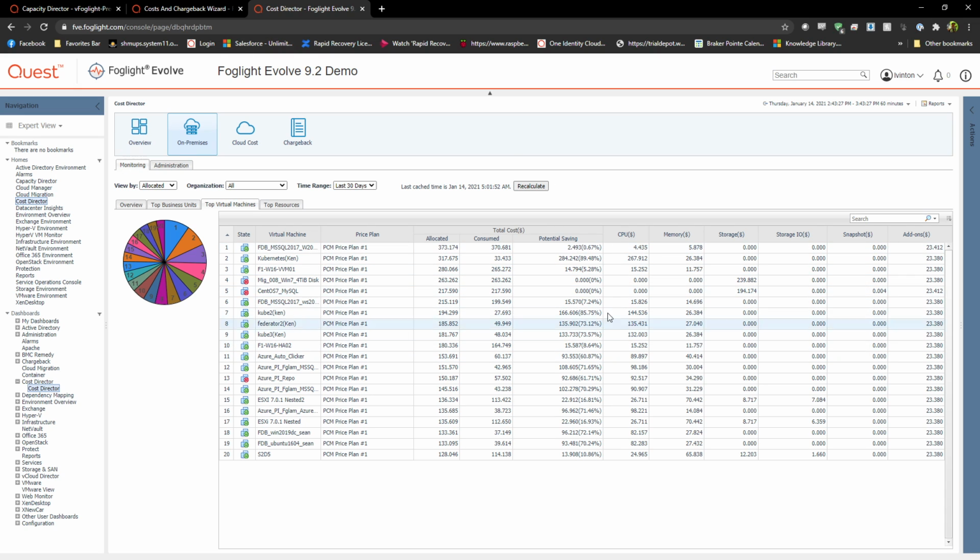So we really recommend that VMware customers fill out the Cost Director because it can give them a lot of insight into their environment. It can help them figure out what VMs are using the most resources, and therefore costing them the most. Is it wise to migrate particular VMs into the cloud? And again, like I said, the data shows up in other parts of Foglight.